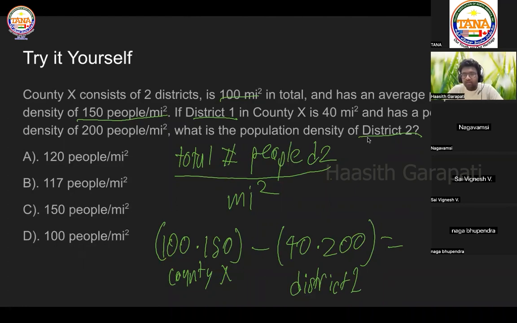And yeah, then 40 times 200 is going to be 8,000. So then you get, I'm just going to write 15K and then 8K. So 15K minus 8K is equal to 7,000. So that's the total amount of people, 7,000.